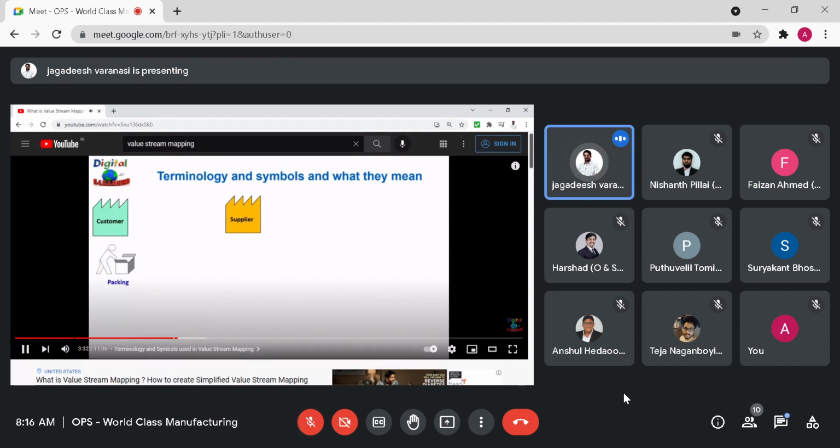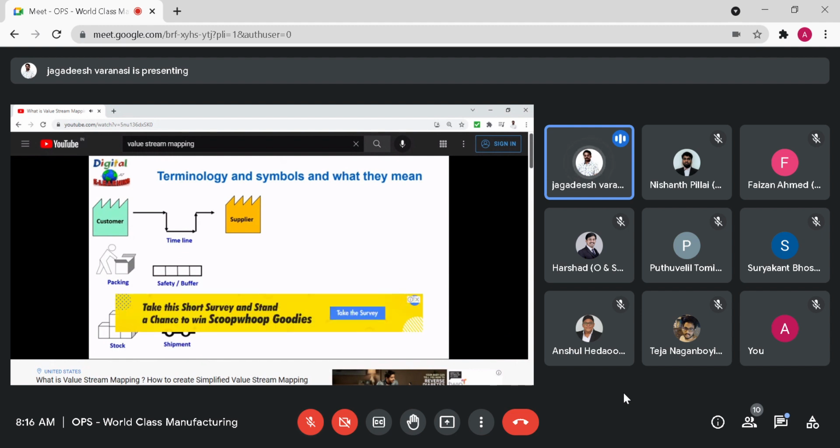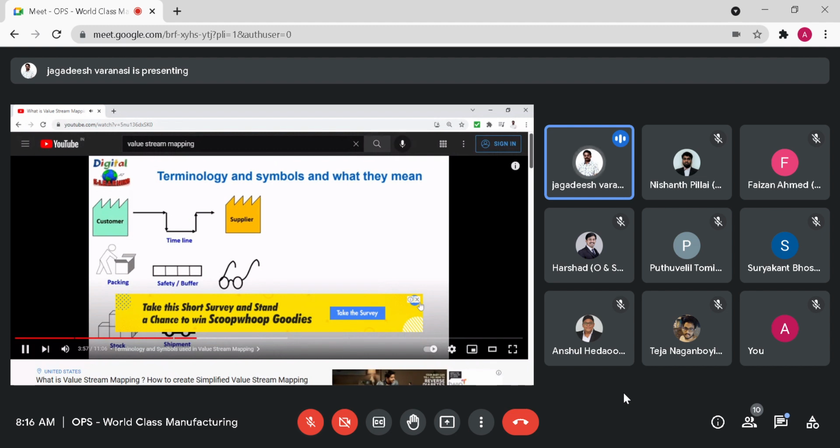Next, we have the packaging. Then we have the safety stock, which means that, rather than permanent storage, the symbol indicates a temporary safety stock to prevent problems in the event of a system failure or other issues. Next, we have the timelines. Then we have the shipment or movement of goods. Then we have the go-to-see scheduling.